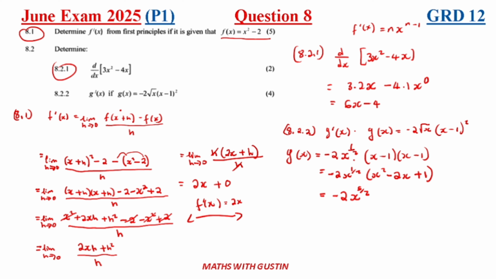Remember now guys, here I'm using the exponent rule. If you are multiplying and the bases are the same, you add the exponents. Plus 1. Even here you're going to do the same thing: -2 times -2 is +4, and then half plus 1 is going to give us 3 over 2. Then -2x to the power of half times 1 is going to be -2x to the power of half.